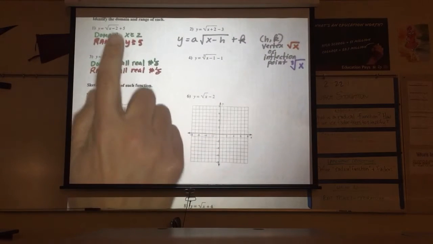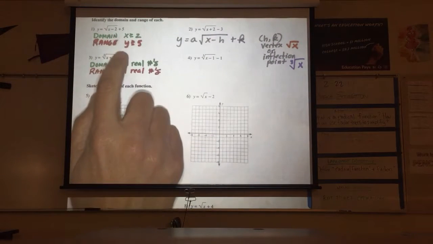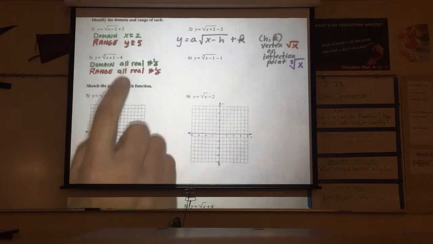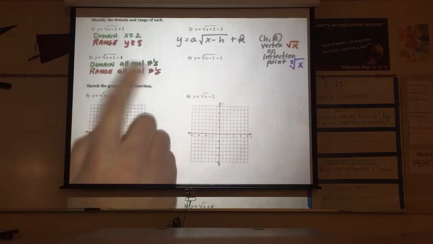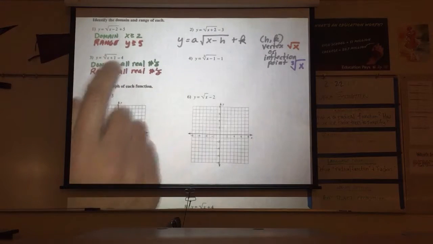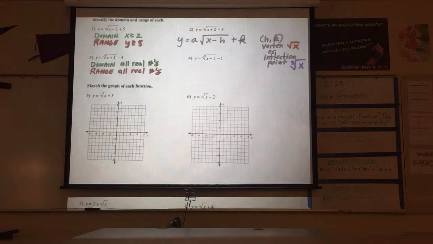We were looking at the domain and range for our radical functions. We have the domain, which is x is greater than 2, and the range, which is y is greater than or equal to 5. Then we have down here the domain being all real numbers and the range all real numbers. So let's test these two using our graphing calculator.